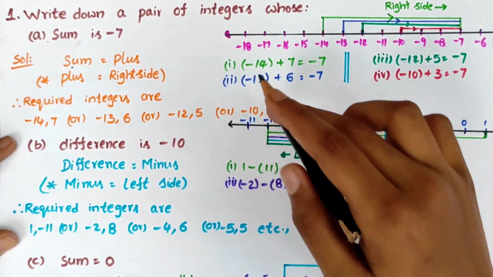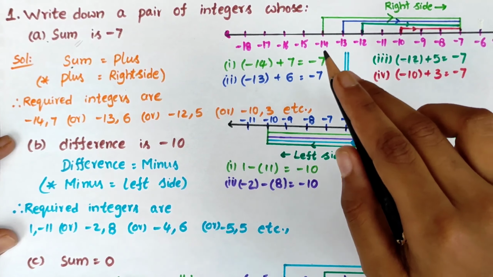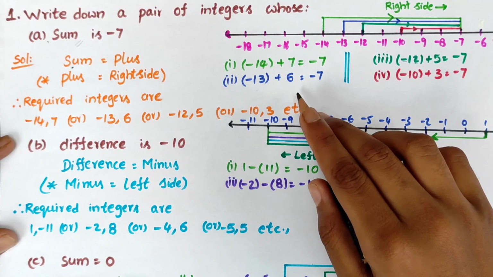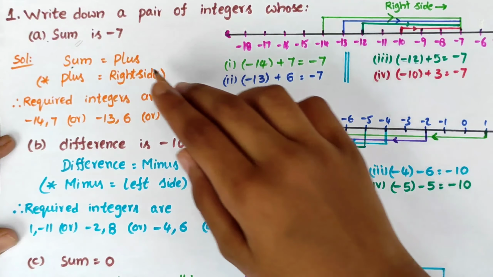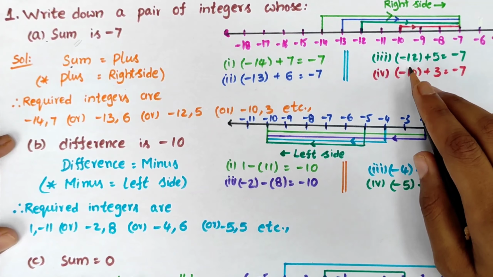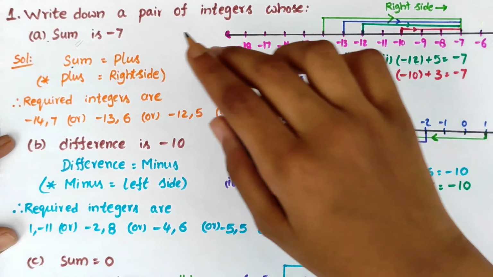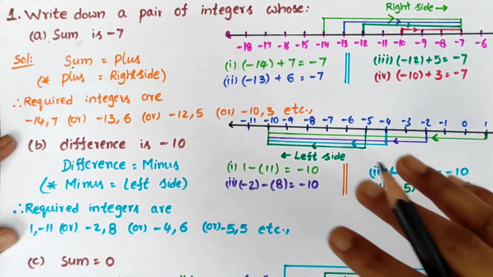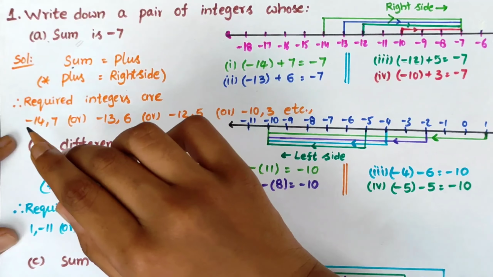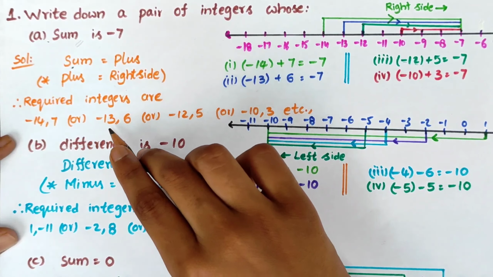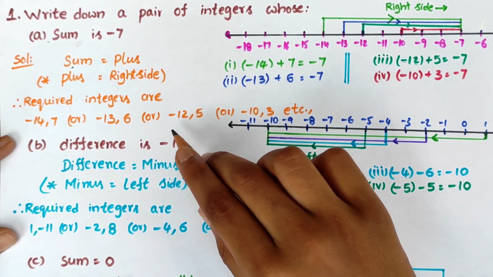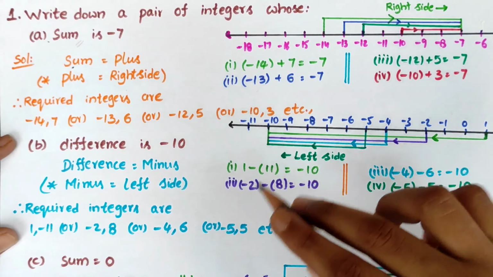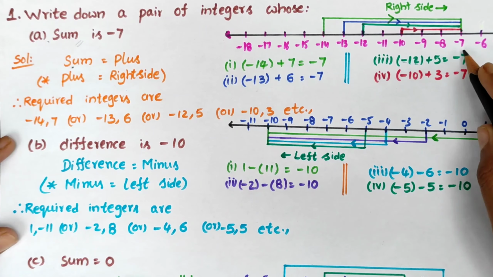So let us read the pairs, that is -14 plus 7 is equal to -7, see here, and -13 plus 6 is -7, and -12 plus 5 is -7. -10 plus 3 is also -7. Therefore, there are 4 pairs: -14 and 7, -13 and 6, -12 and 5, -10 and 3, etc. So we have so many pairs to get -7.